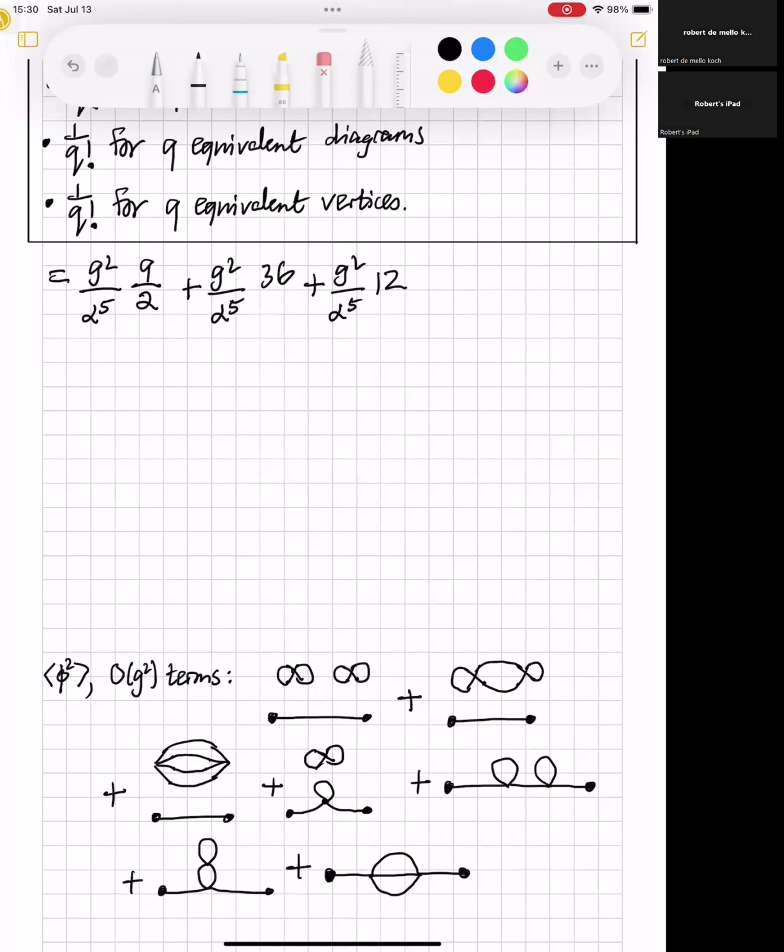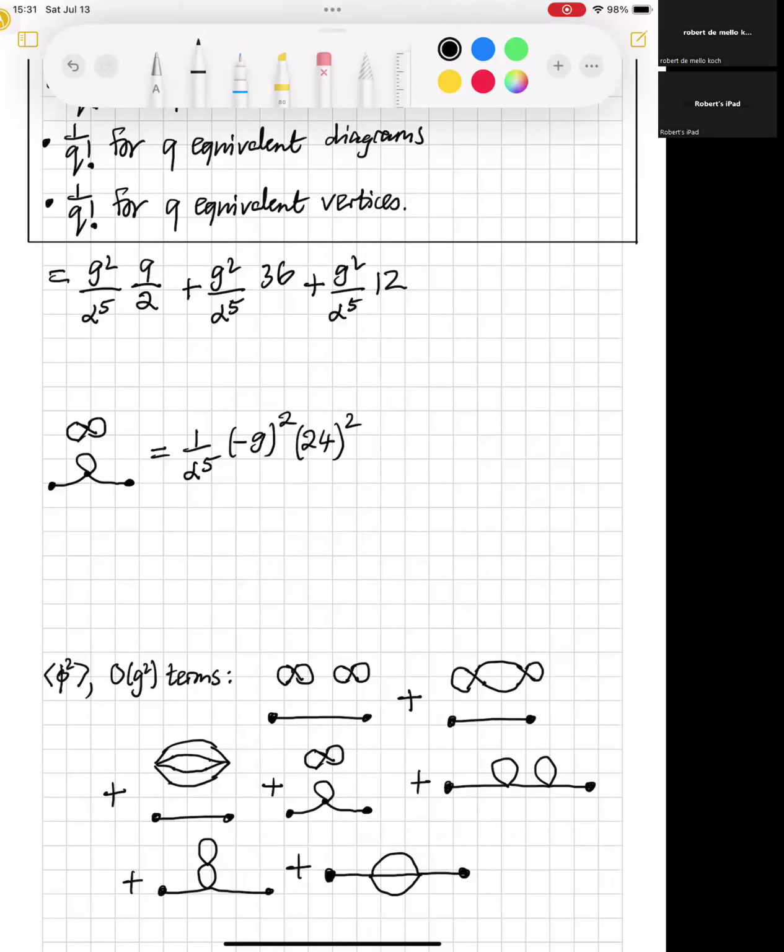Okay, let's now move on to our next diagram. So that'll be this one over here. So let's copy that. Good. And here it is. Okay. So what do we have? Well, first of all, there are 5 lines. I think now you know how to count it. So this will be 1 over alpha to the 5. And there are 2 vertices. So we've got minus g squared and 4 factorial, which is 24 squared.